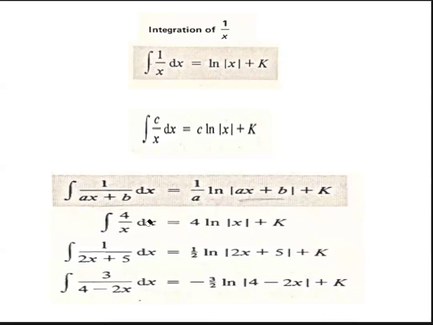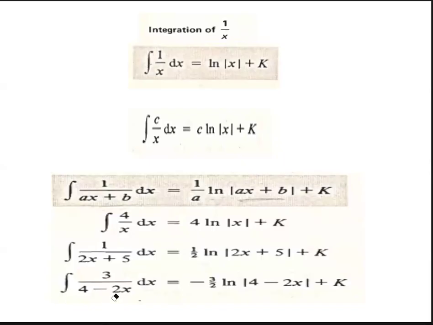But look here. The integral of 4 over x is going to be 4 ln x because it's just 1 over x, right? You can pass out this 4 outside here too, right? Here, the integral of 1 over 2x plus 5, you write ln of 2x plus 5, never change that, plus k. But in front here, you take this 1 and you divide it by the derivative of this, which is 2, so 1 over 2.